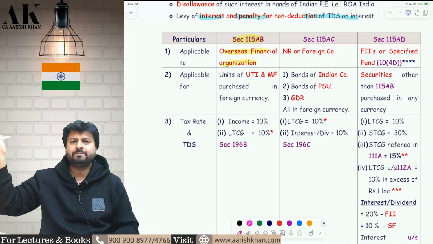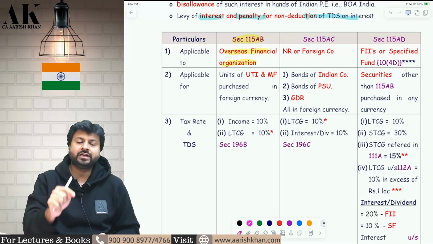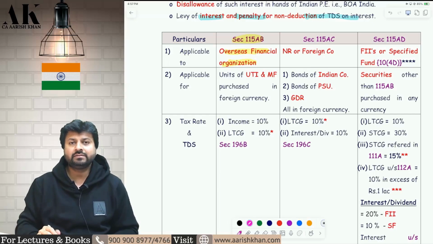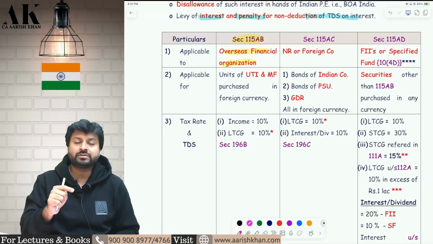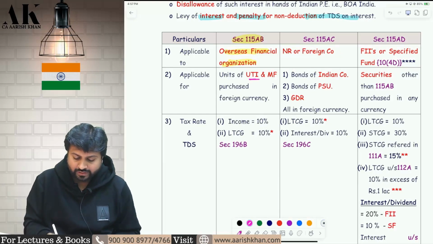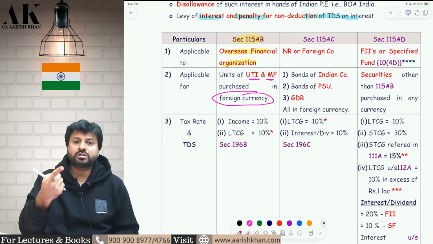It's a non-resident who has taken permission from SEBI, the Securities Exchange Board of India, to invest in India, and it has an arrangement with a Public Sector Bank in India. And where are they investing? They are purchasing units of UTI and mutual funds in foreign currency.